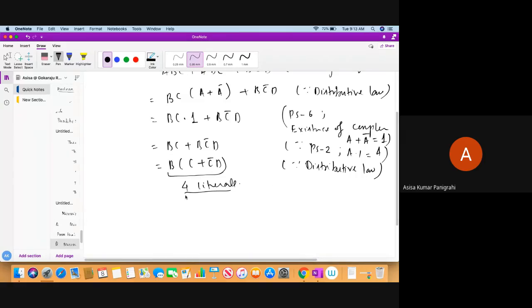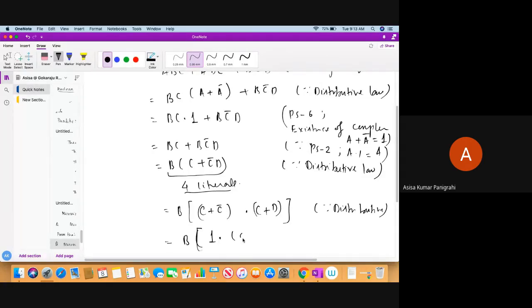So can I do it this way? B(C + C')(C + D). Okay, so what have we used? We have used again the distributive law over here. What is the distributive property we have used here? Distributivity of OR operator over AND operator. Okay, we have used the distributive law again. And we can write this C + C', can I write it this way?